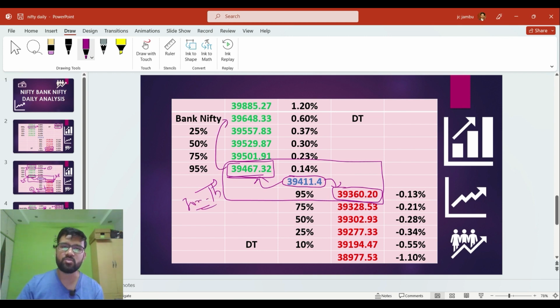If the market sustains above this level for at least 30 minutes to 1 hour, then we can expect a good rally up to this 39,648, and this will be our daily target on the upside. And if the market closes above this level, then we can expect a further rally up to this 39,885, and this will be our extreme target on the upside.